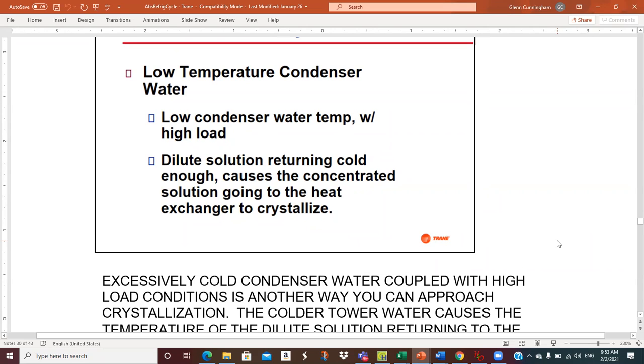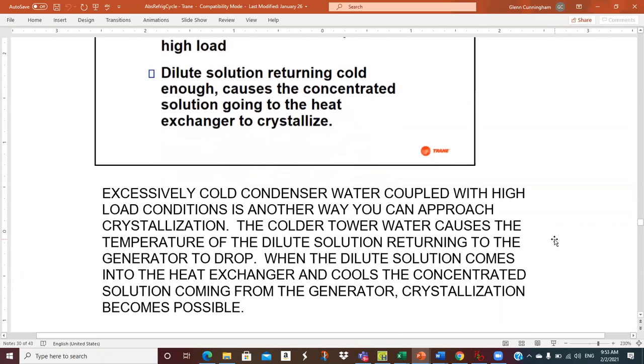So we have a lot of salt and not much. So that's probably the 65% solution coming out of the generator going back to the absorber to recombine. So, okay, let's see what we got here.